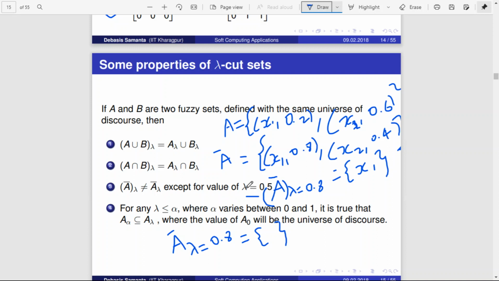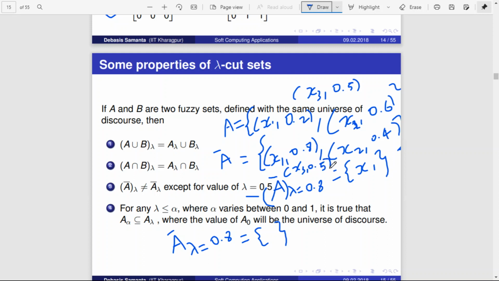For 0.5 alone it will be applicable. Here, if you consider one value as 0.5, in this set we have x3 as 0.5. Then in the complement also, x3 will be 0.5.